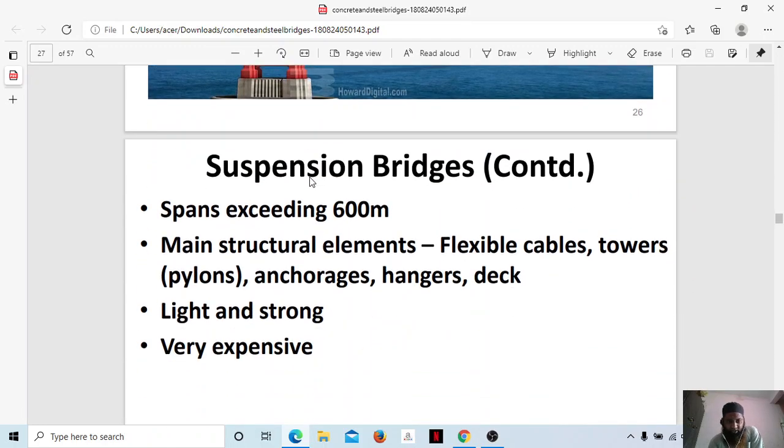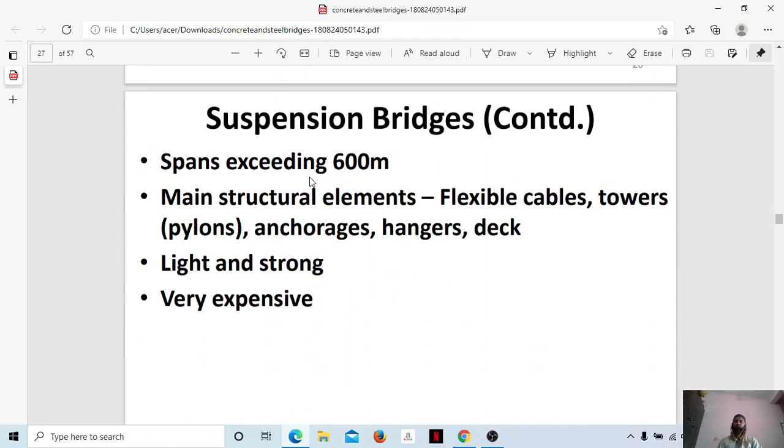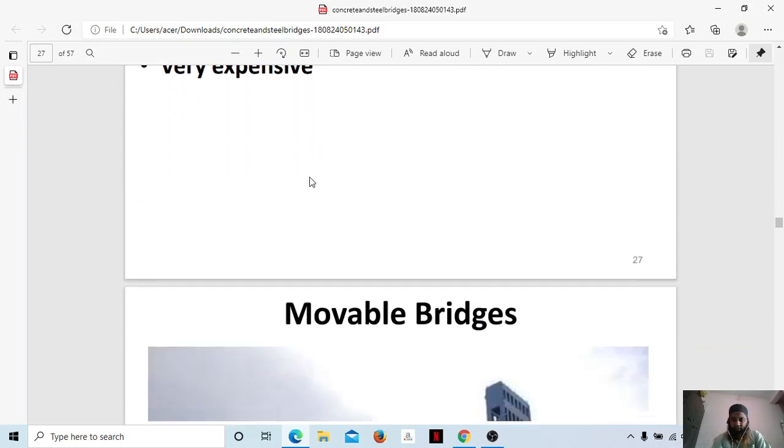You can see spans exceeding 600 meters. So suspension bridges can be used for spans up to 600 meters. The main structural elements are flexible cables, towers, that is pylons, anchorages, hangers, and the deck. 600 meters is a very big span. It is light and strong and very good. The only problem is that it is very expensive.